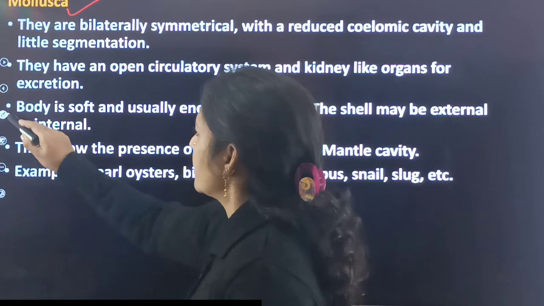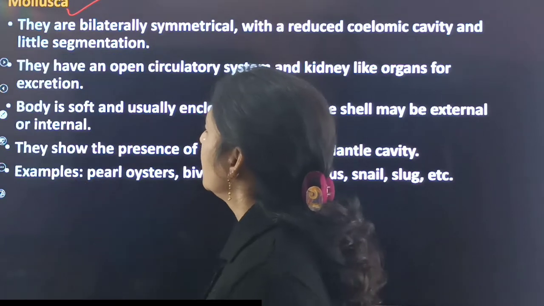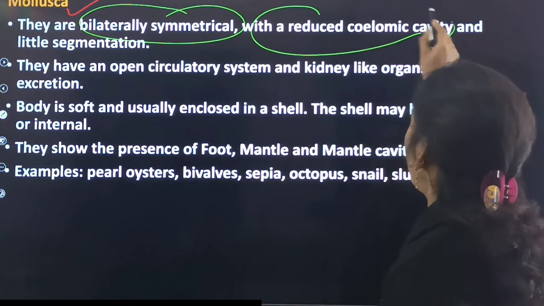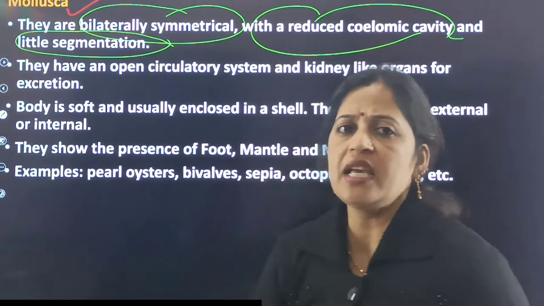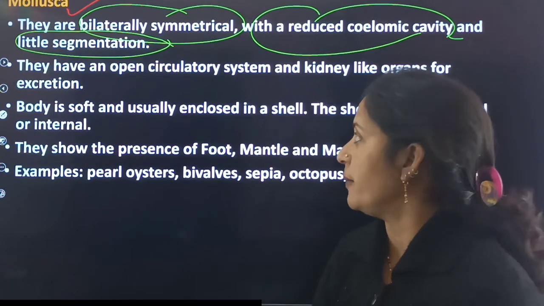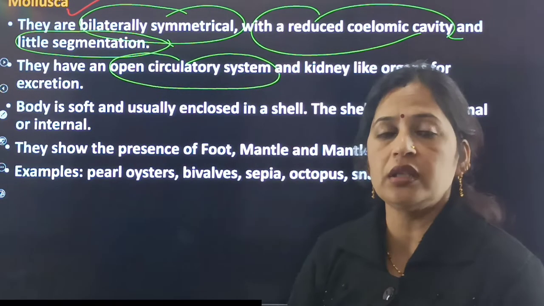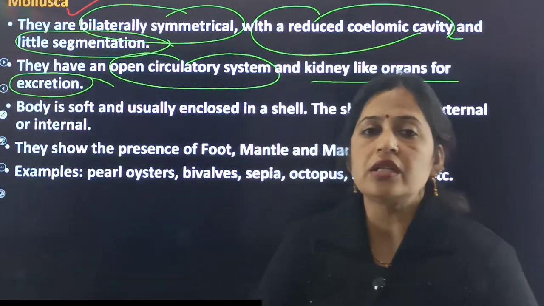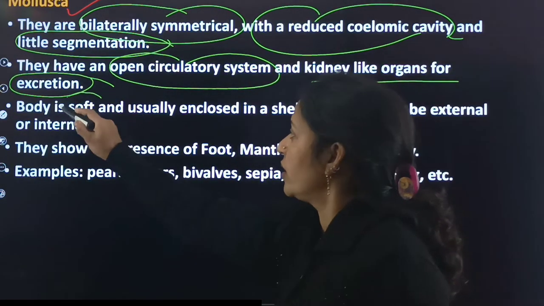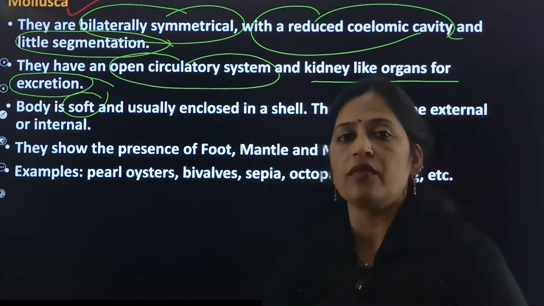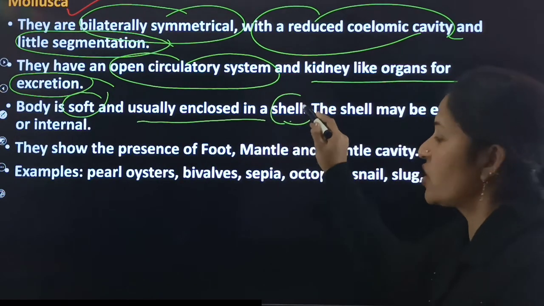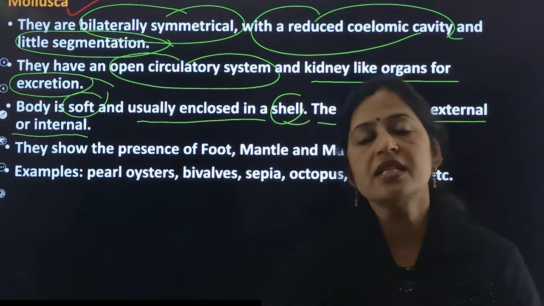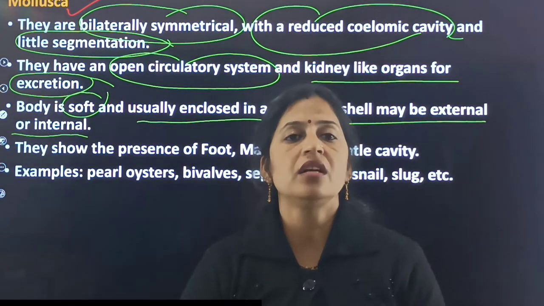Next is Mollusca. Mollusca are bilaterally symmetrical with a reduced coelomic cavity and little segmentation. They have an open circulatory system, just as in Arthropoda, and kidney-like organs for excretion. Their body is soft and usually enclosed in a shell. The shell may be external or internal.